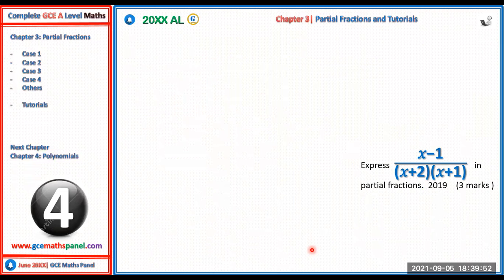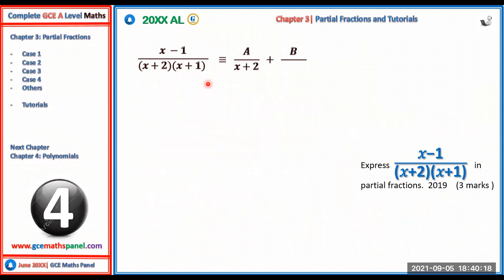So we are required to express the polynomial into partial fractions: x minus 1 over x plus 2 into x plus 1. So they want us to decompose this into partial fractions. So we notice that in this case, we have linear factors in the denominator. Linear factors means the highest power of x for each factor is 1, as you can see.